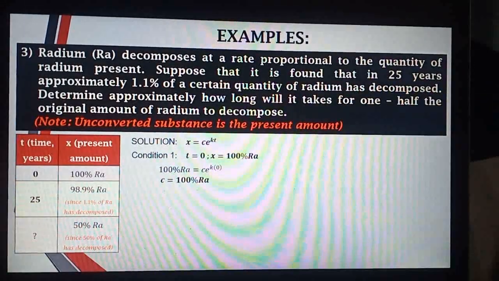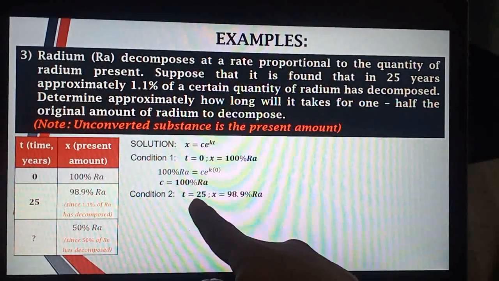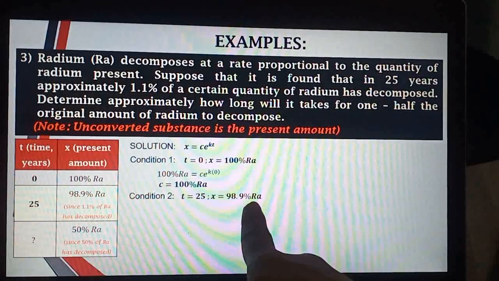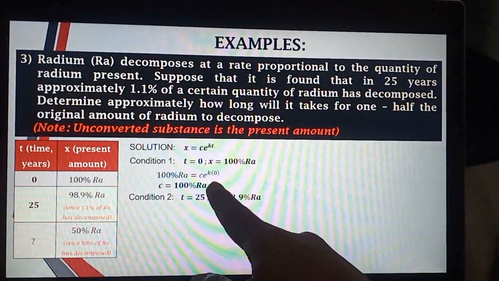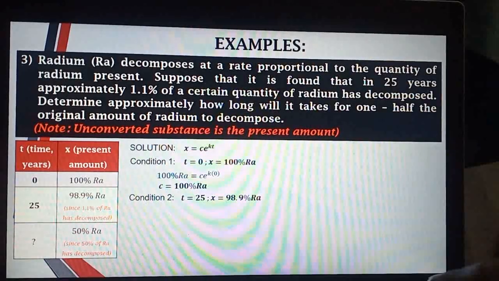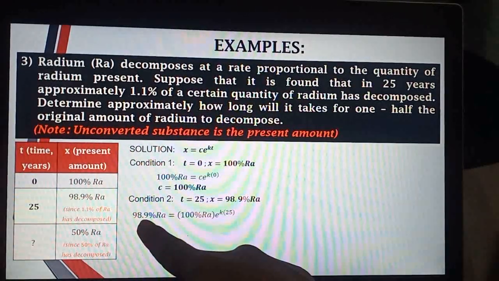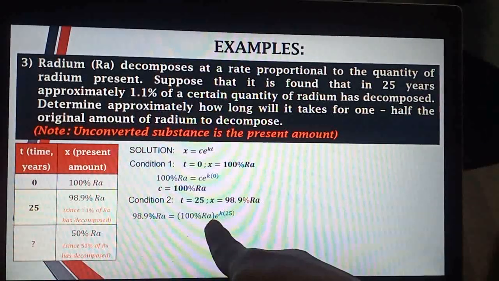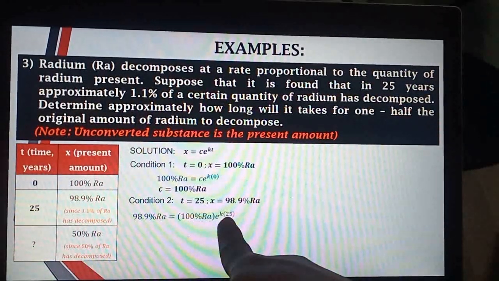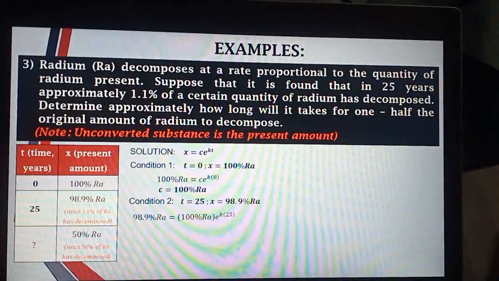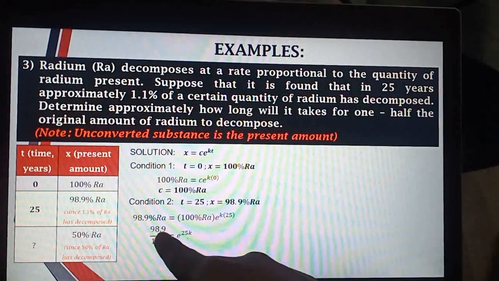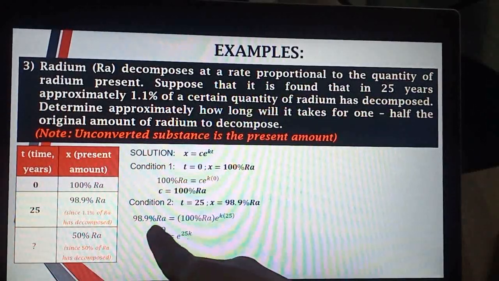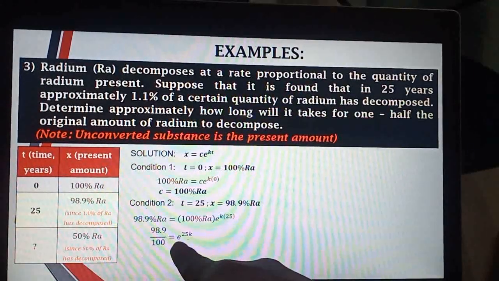So, for the condition 2, you will now have time of 25. Then our x now is 98.9% of the radium. So, gagamitin natin yung computed value ni C. Dun sa equation, you will now have 98.9% of the radium equated to 100% of radium e raised to k multiplied to 25. So, mahanap na natin yung value ni k. So, we will have 98.9 all over 100 since makakancel ngayon yung percentage and the Ra, you will have equated to e raised to 25k.